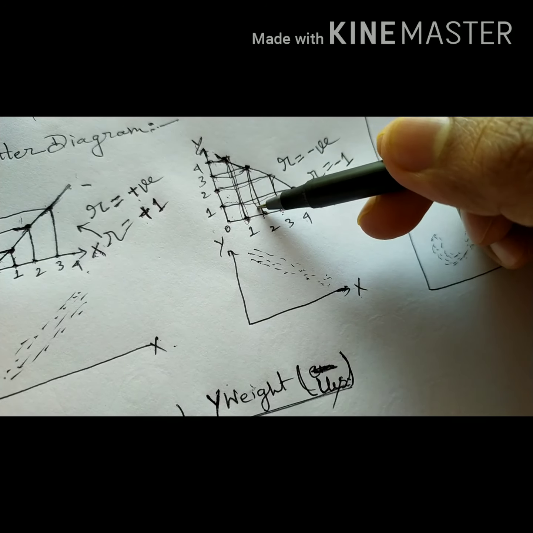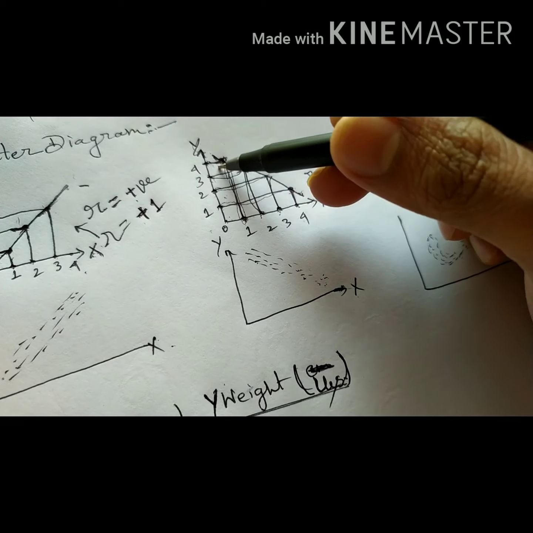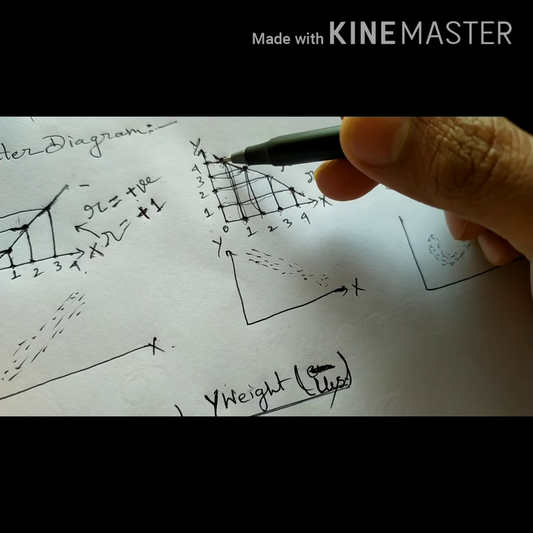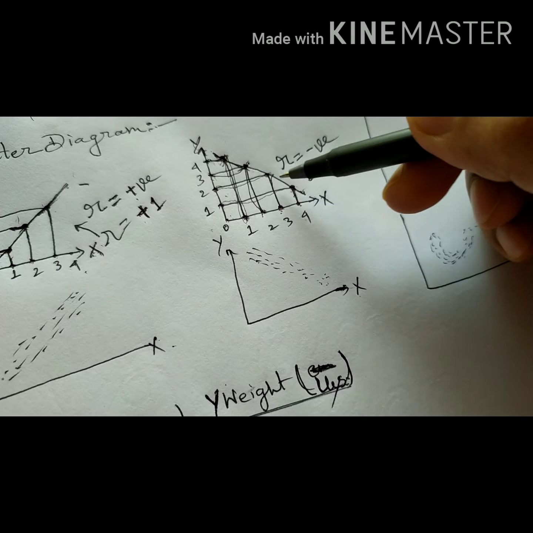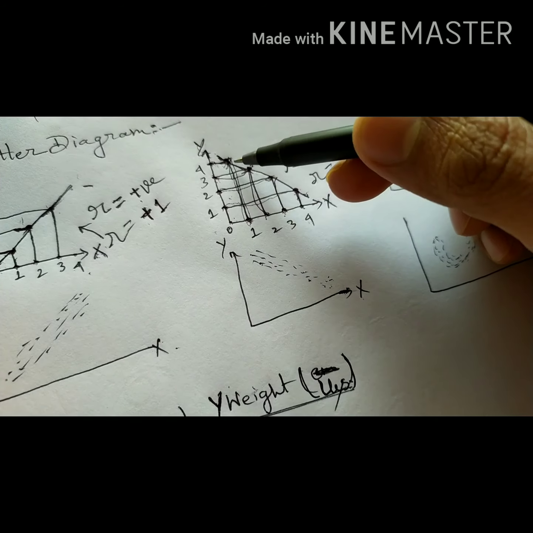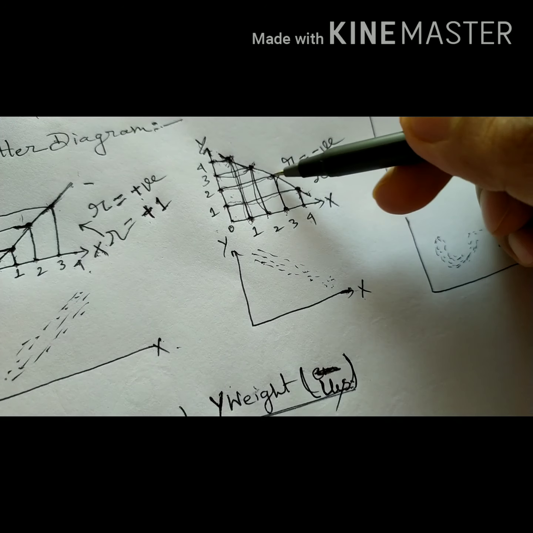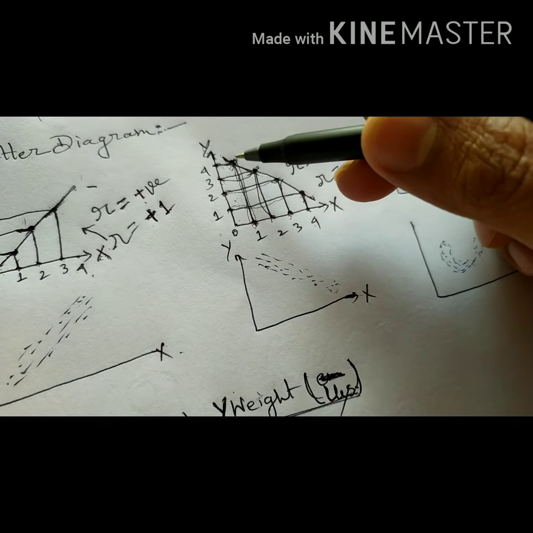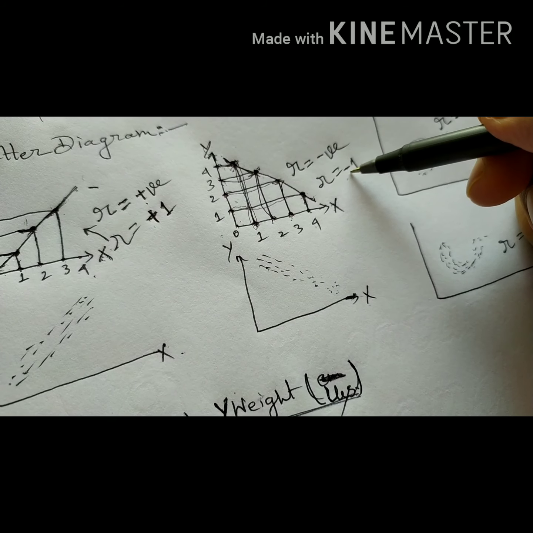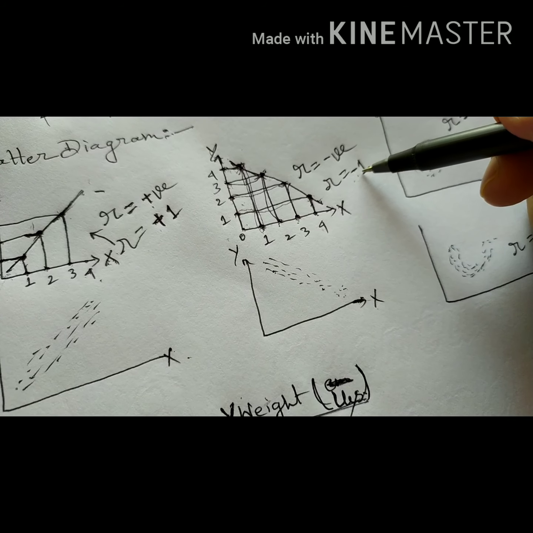The intersection point is this. So after adding all the intersection points, we have got a straight line, and this straight line is actually showing that the value of correlation between x and y is negative. Negative means it is -1.